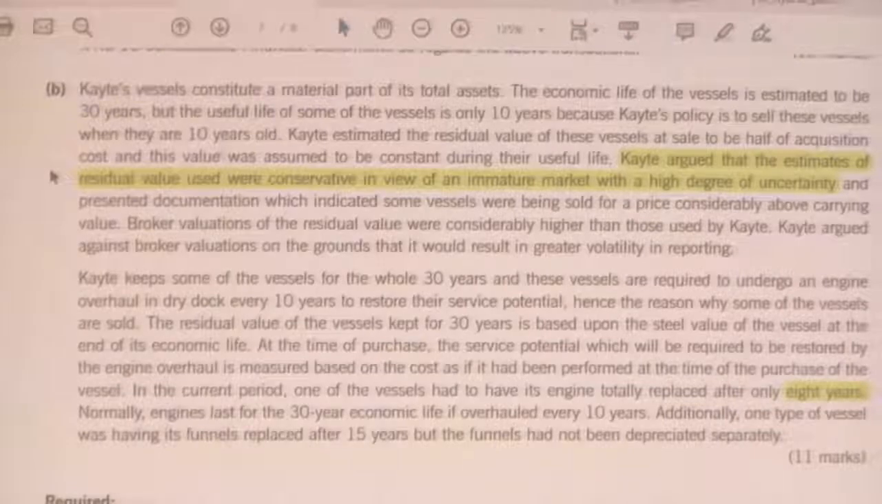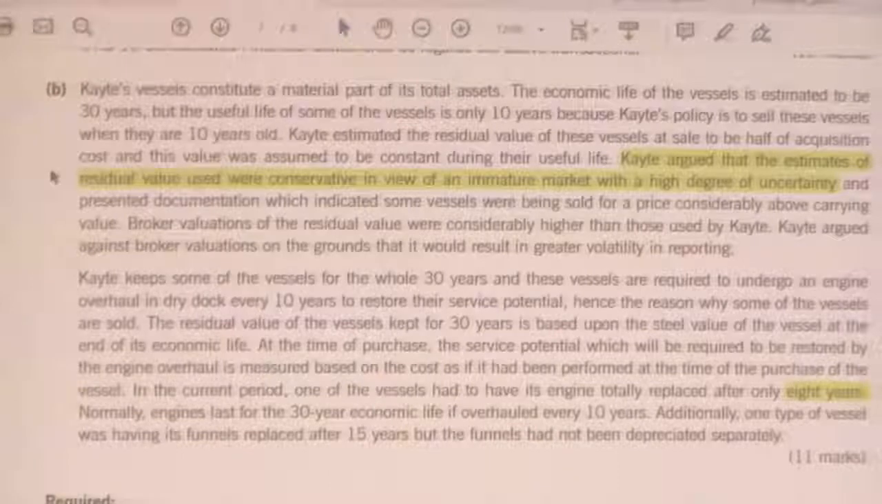Kite estimated the residual value of the vessel. Have we talked about residual value? Have we discussed? Yes, we discussed residual value, right? Residual value is the value at the end of the life period, and you have to assess it at the end of each financial year, right?